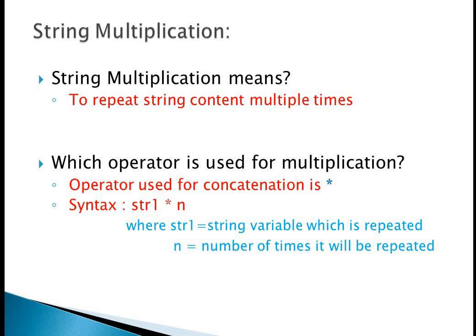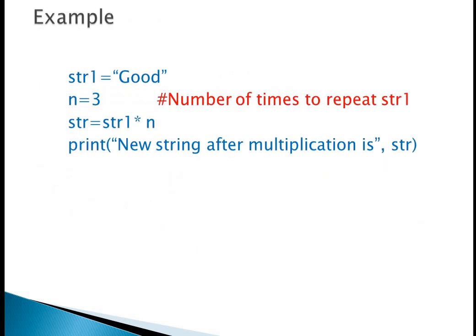Using an example, we will see it. I have stored good in str1. The string variable contains good. N is equal to 3. In the comment we have written number of times to repeat str1. I want to repeat good 3 times, so we have taken n is equal to 3. Str is equal to str1 into n. So str1 is good and n is 3. So the str string variable is going to hold good, good, good. The output for this program will be: new string after multiplication is good, good, good.